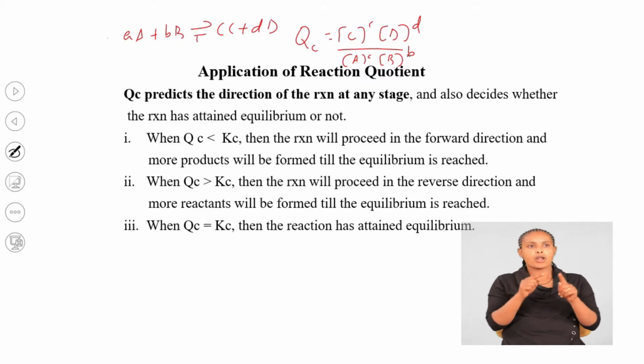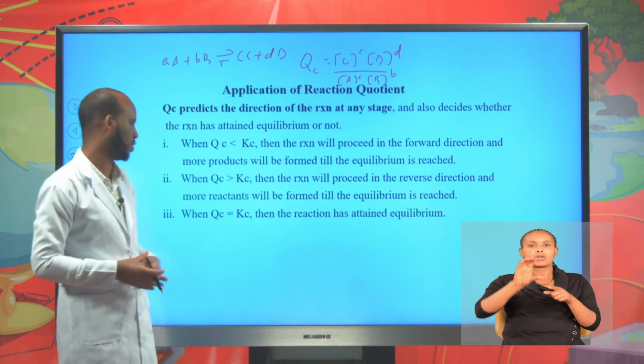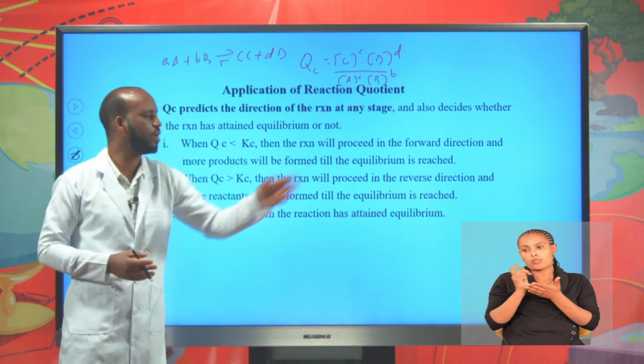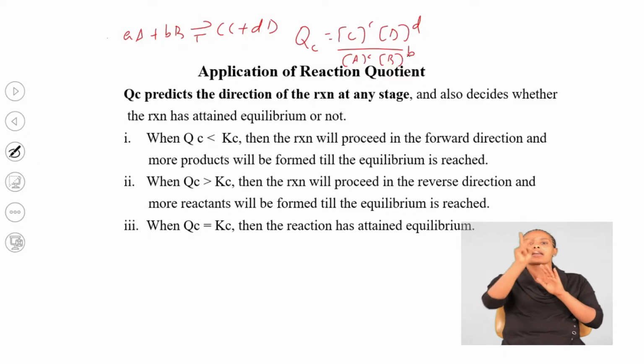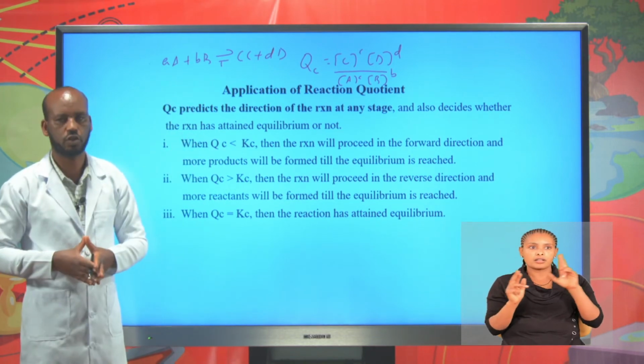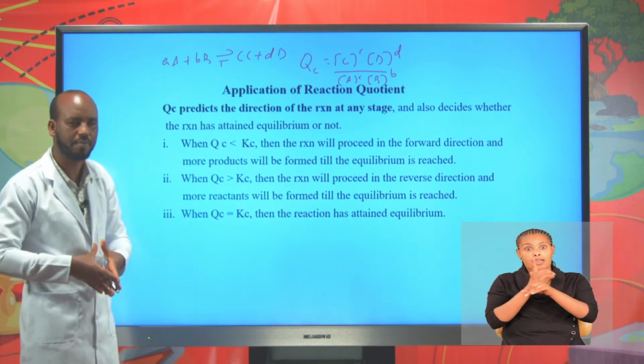1. When Qc is less than Kc, the equilibrium constant, the reaction will proceed in the forward direction. Formation of product is favored when Qc is less than Kc. More product will be formed till equilibrium is reached. 2. When Qc is greater than Kc, then the reaction proceeds from product into reactant. Formation of reactant is favored. More reactants are produced before equilibrium is reached.